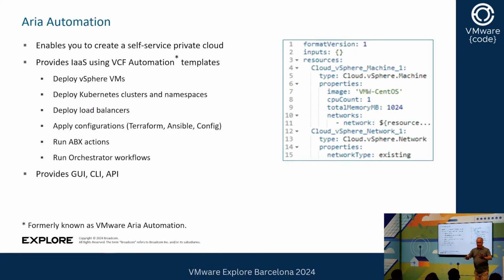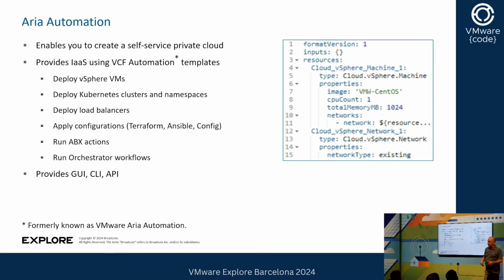So, apologies for those of you who are already familiar with Aria Automation, but just to level set here real quickly. If you're not familiar with Aria Automation, it enables you to create your own private cloud. With it, you can create a self-service portal that end users can go into to request deployments of all sorts of different things. For example, you could create a template that users can request deployments from to deploy a virtual machine. For example, that's exactly what we're doing here in this code.